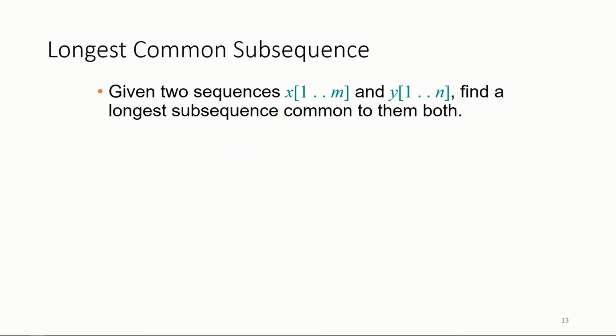So, what is the longest common subsequence problem? Given two sequences or strings x and y of length m and n respectively, we need to find the longest subsequence common to both of them. In this problem, if there is more than one longest common subsequence, you only have to find one. You don't have to find all of them.